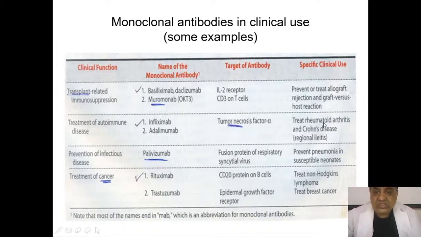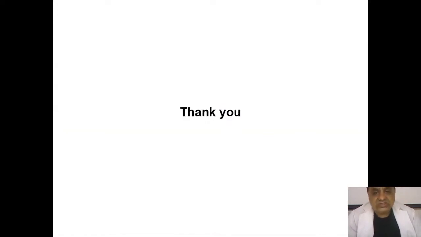Tumor necrosis factor antibodies are used in rheumatoid arthritis, undifferentiated spondyloarthropathies, and in regional ileitis or Crohn's disease. So many of these immunological antibodies are now produced by hybridomas and are useful therapeutically. And a myriad of antibodies are available now against many infectious and non-infectious diseases and in cancers also. So with this, I finish the class on immunology.